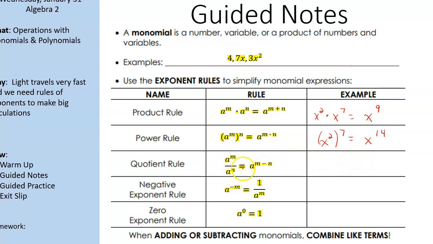Quotient rule, that's our division, where we see the fraction. A to the m divided by a to the n, a is the same base, and we're going to do m minus n, top minus bottom always. So for example, if we have x to the 7th over x to the 3rd, this is going to be the same as x to the 7 minus 3, which gives us x to the 4th.